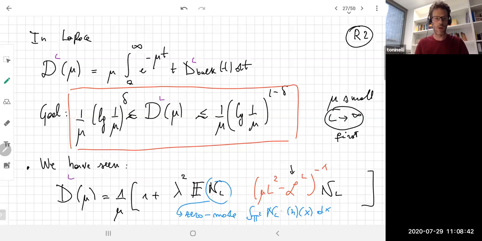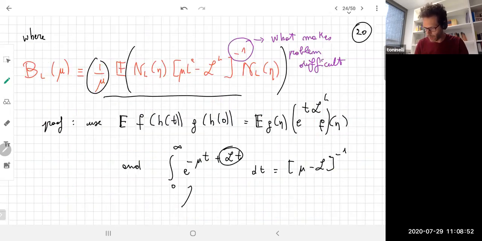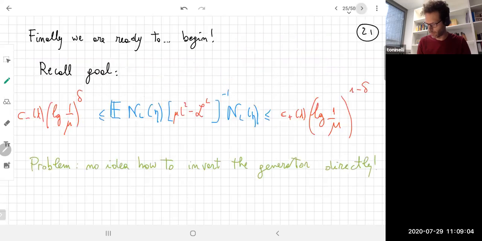And this expectation is now an expectation at a single time. The time integral has disappeared, done with the small trick I mentioned last time. When you take the Laplace transform, you have an e to the minus mu t plus L_T, which comes from the semigroup. When you integrate that in time, it gives you an inverse of mu minus L. That's all that is behind this.